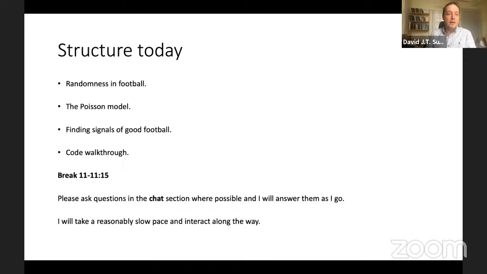Once we have the Poisson model, we're going to use it to try and find signals for good football. Quite a few questions came up, particularly in the first lecture, where I was creating different heat maps and different descriptions of, for example, press, defensive actions, and passing. But what I didn't try in those lectures was to say this thing's good and this thing's bad. That's because it's really difficult to say what's good football and what's bad football. But if there's one way we're going to tease it apart, the Poisson model is the way we're going to do it. Then I'm going to do a bit of a code walkthrough.